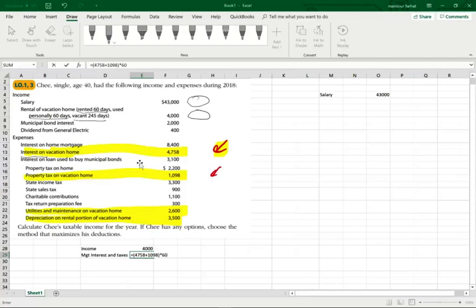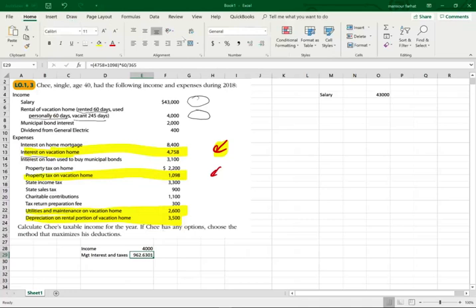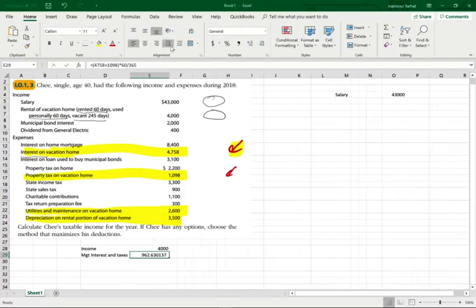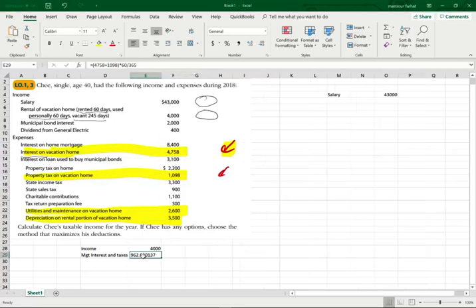We're going to assume 365 days. So simply put, from the mortgage and the taxes, we are going to deduct, let me round this, $963. I'm going to put a negative sign here to indicate it's a deduction.